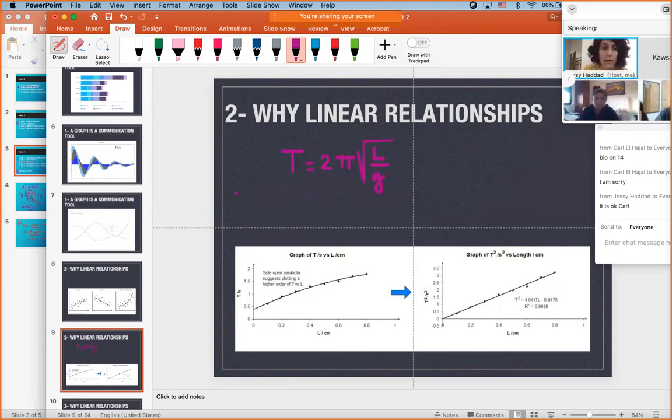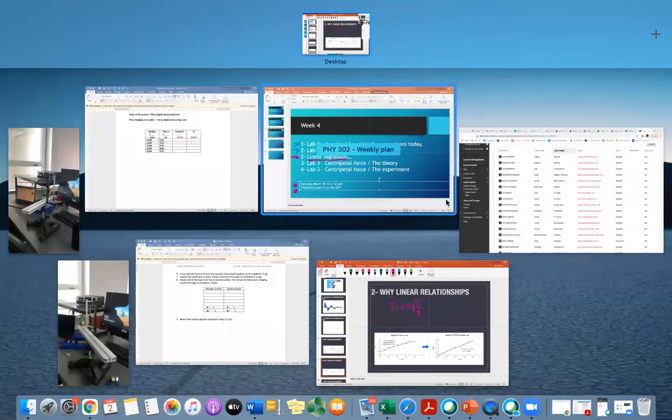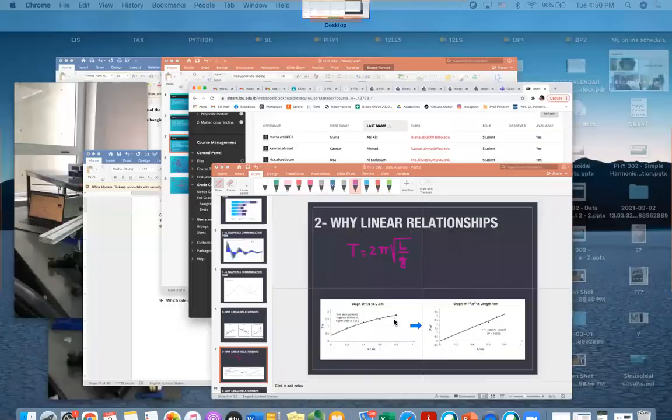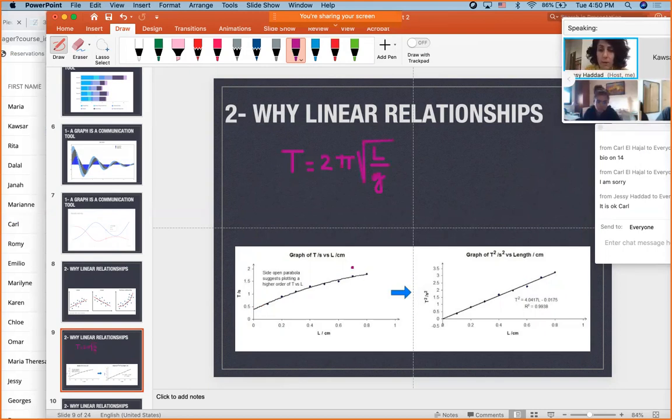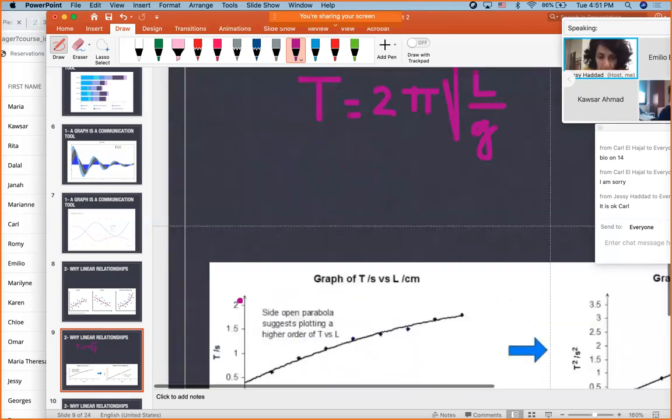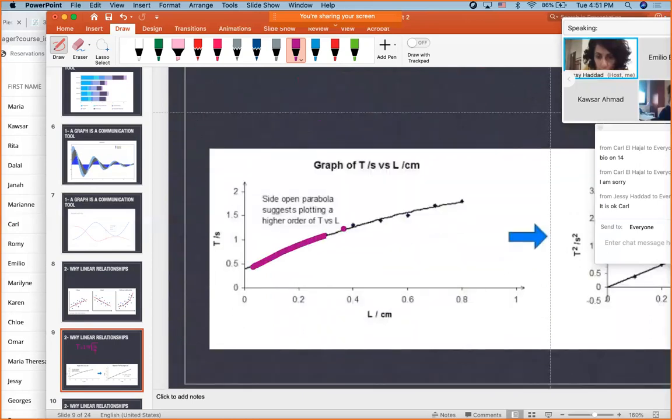All right? Now I'm gonna ask Emilio. If Emilio is with us. Emilio, if I do plot T versus L, do I get the linear relationship? No. Because it's square root of L, so... Yeah, so T is not proportional to L, by the way. It's proportional to radical L. And you see for a fact that if I plot T versus L in this graph, I get a curve.